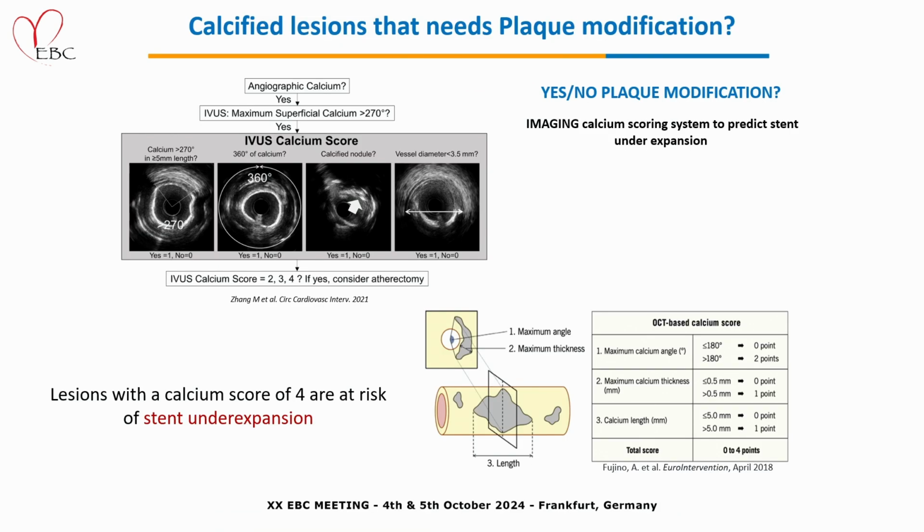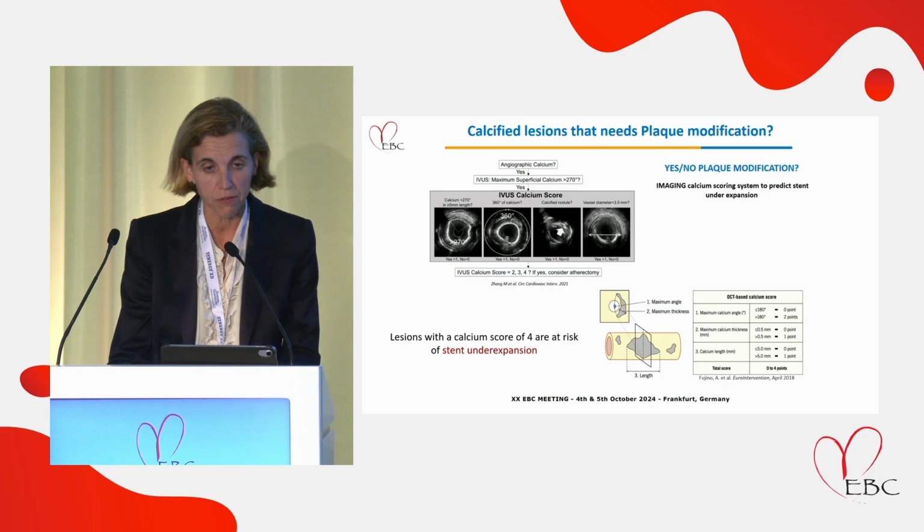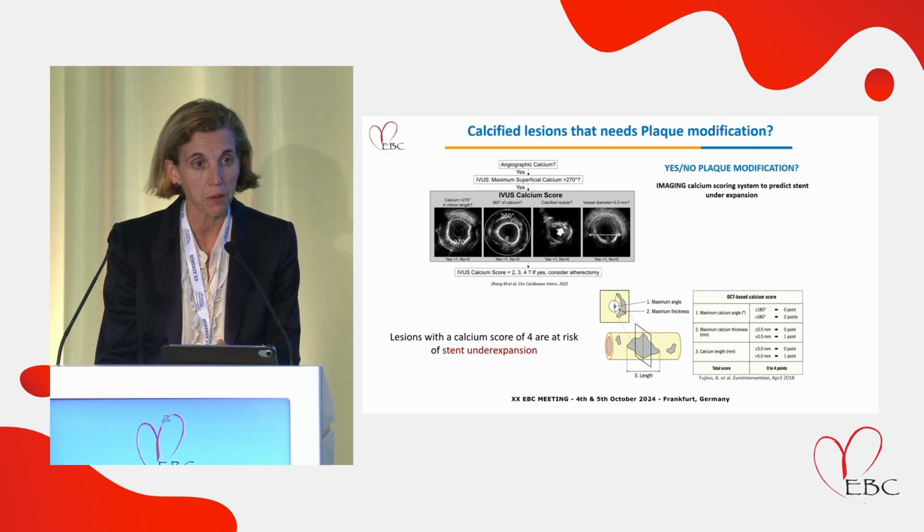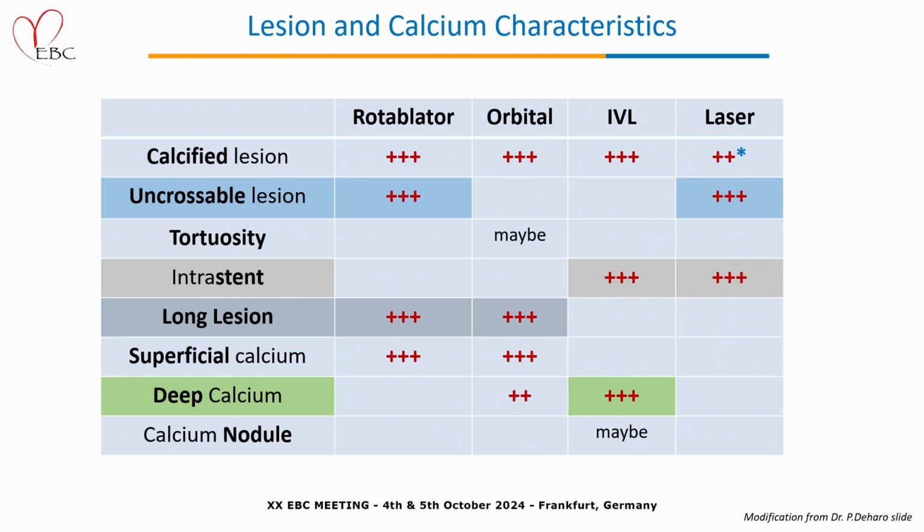For yes or no, we have two scores, by OCT and by IVUS. It's not the goal of this presentation to talk about this, but we can say yes or no, we need plaque modification. After that, we have little information, and we need more studies to fill these gaps. For example, in an uncrossable lesion, we know that rotablation and laser are really good. The difference is that with laser you can use the same wire, while for rotablation you need the dedicated wire.